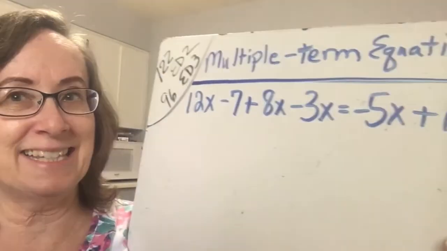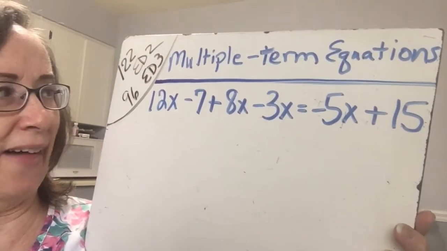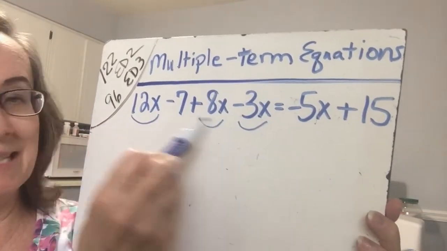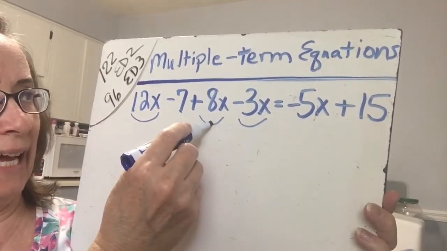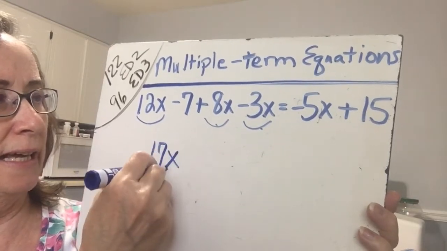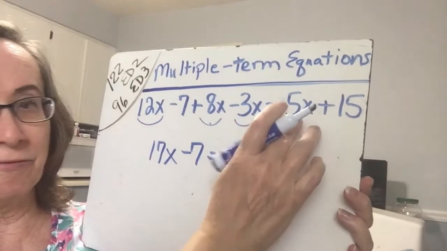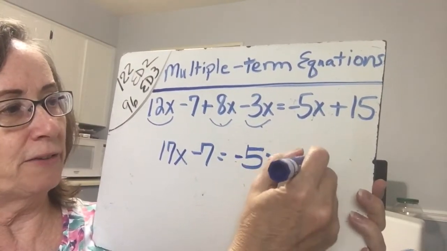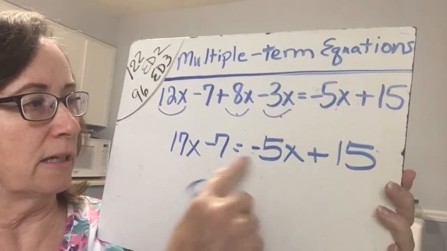Okay, this is the same type of problem. We're going to gather together our x terms on one side and get this side all simplified. So we have 12x plus an 8x is a 20x. Take away 3 is a 17x. Minus the 7 equals a negative 5x plus the 15. So now let's get our x's together first.